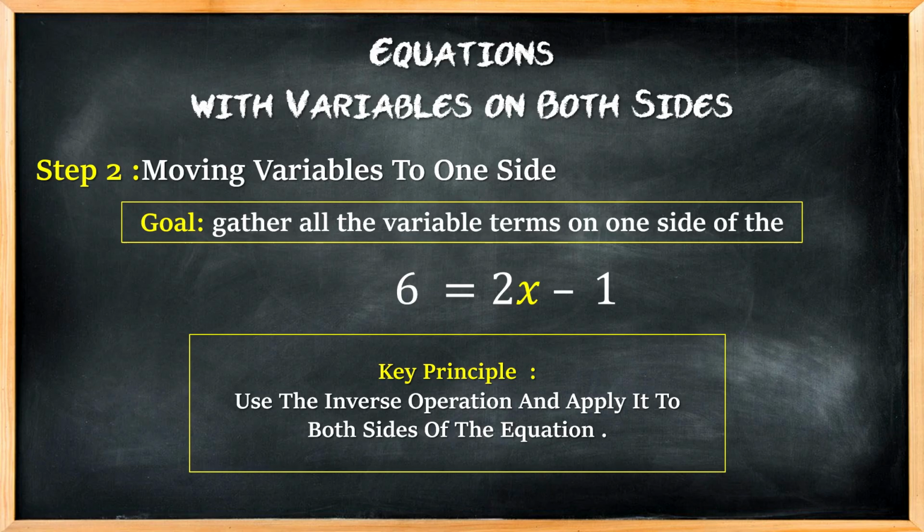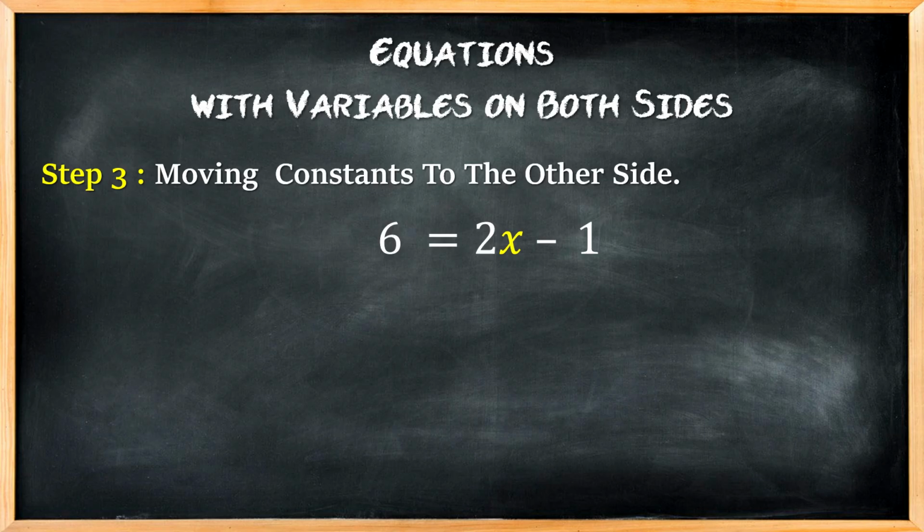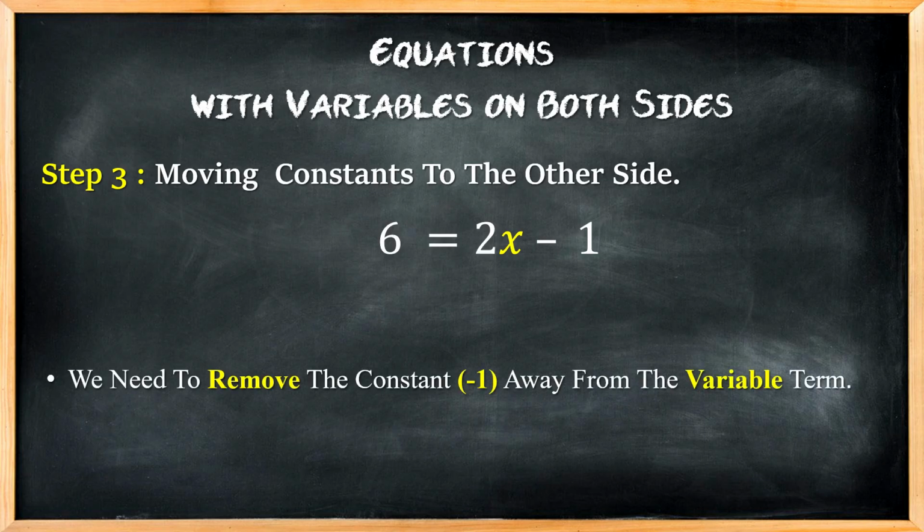Now that we have moved all variable terms to one side, our next step is to move all constant terms to the other side. This will help us isolate the variable term completely. We start with our equation, 6 equals 2x minus 1. Notice that we have a constant term, -1, on the right side with our variable term. To isolate the variable term 2x, we need to move this constant term -1 away from it.